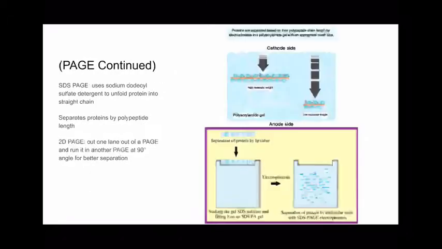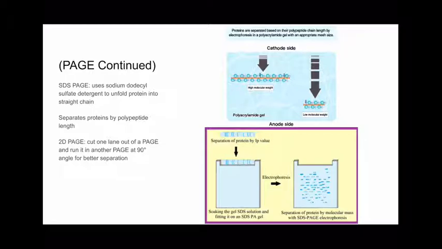On the other hand, SDS-PAGE uses a detergent called sodium dodecyl sulfate, abbreviated SDS, which denatures a protein and completely unfolds it to form a straight chain. Thus, it allows a protein to be separated solely based on the length of the polypeptide chain and eliminates protein folding as a possible variable.